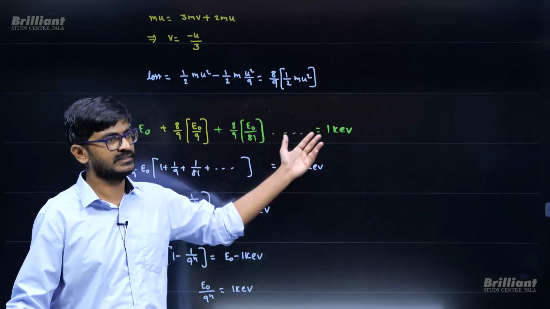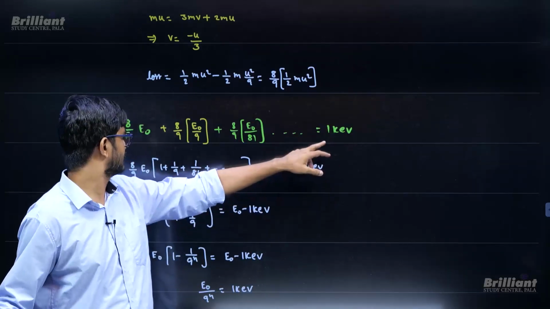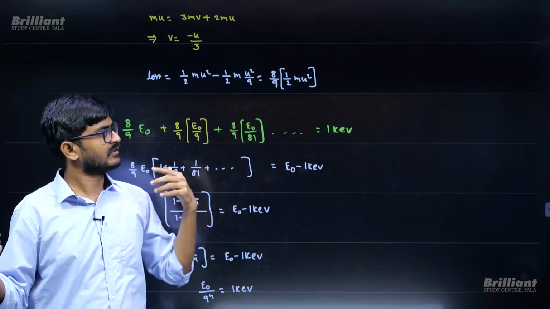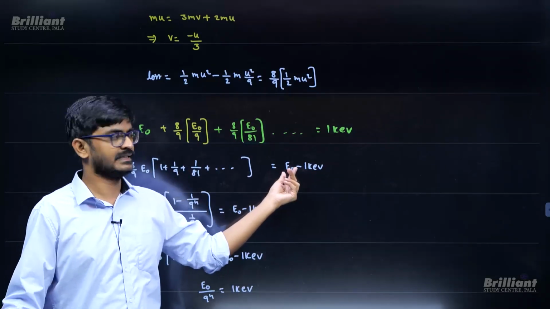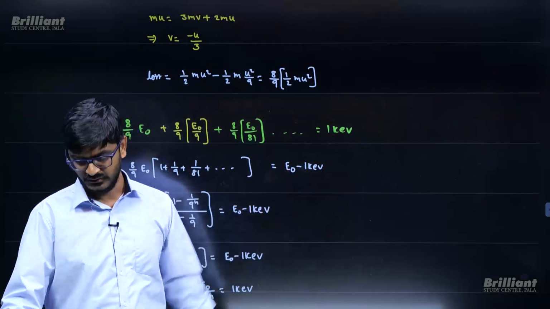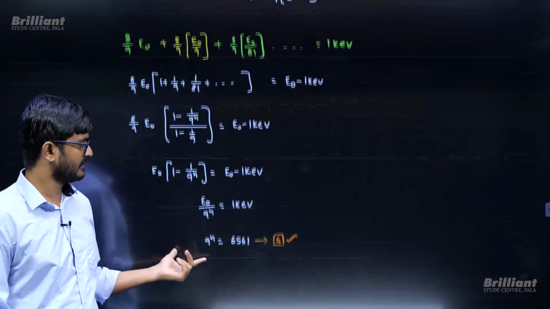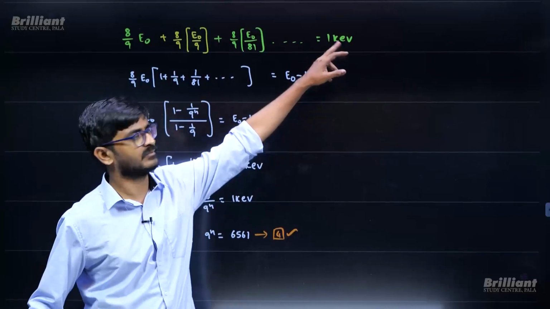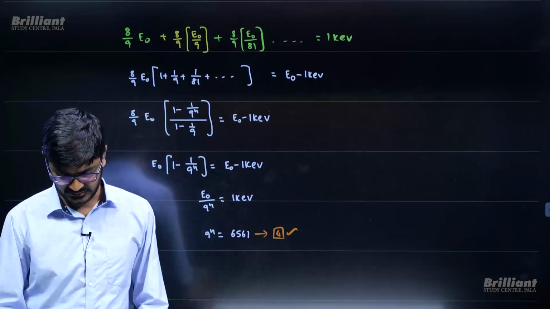Now this summation must be equal to, okay, this is not the right thing, this is wrong. They said that's the loss, right? Now the loss is going to be total initial energy minus 1 kilo electron volt. When you solve it you will get the required answer. This is wrong, you just put E naught minus 1 kilo electron volt.